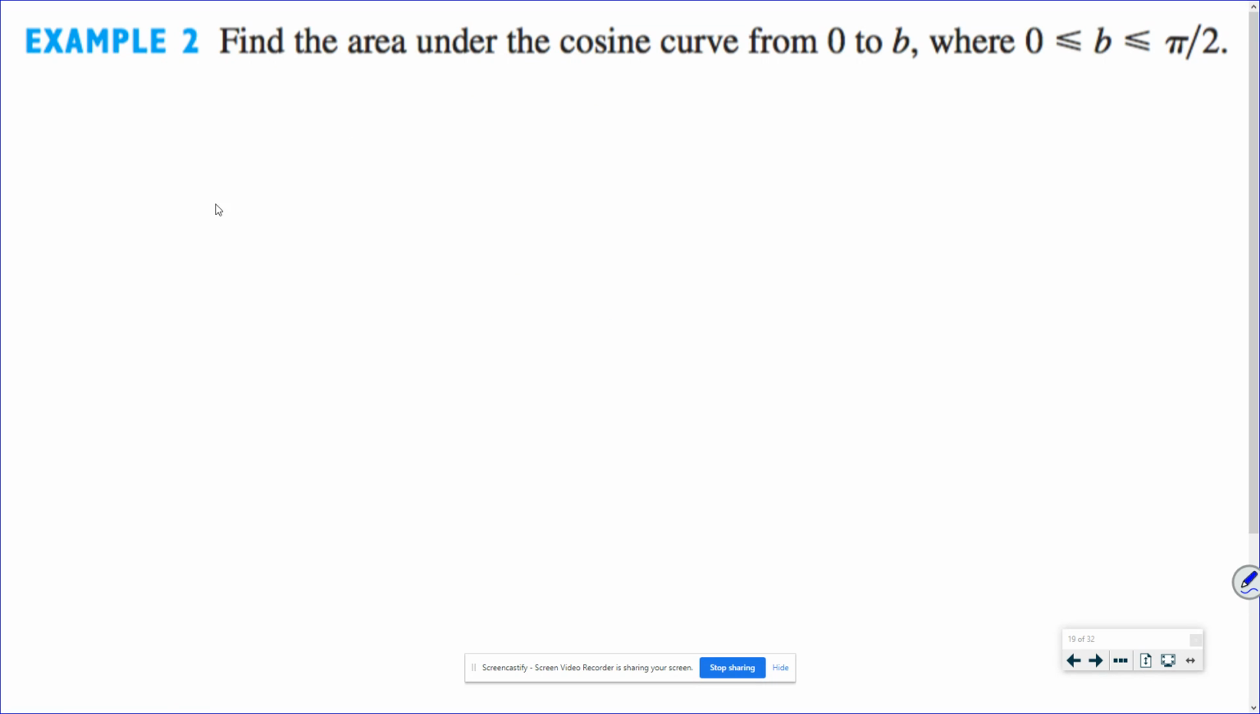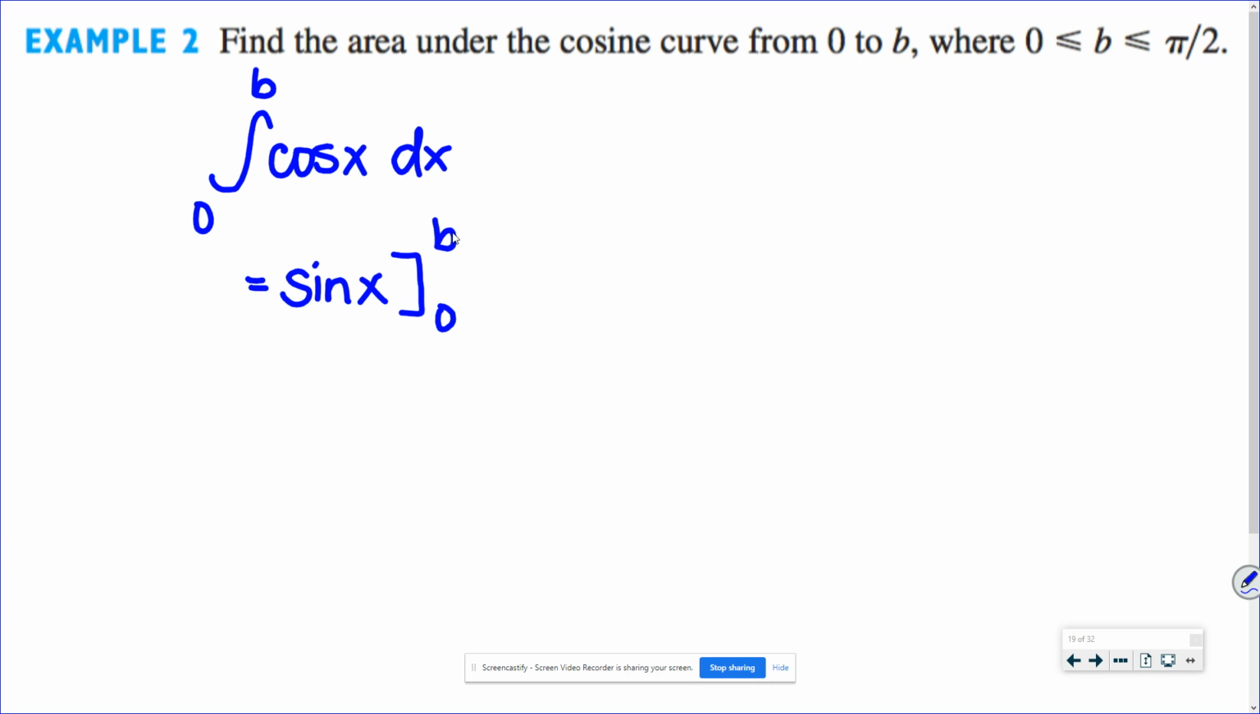Okay, example 2: find the area under the cosine curve from 0 to pi by 2. Okay, so what you would do is your antiderivative first. Oh, not 0 to pi by 2. Goodness, sorry, 0 to b, it says. 0 to b says it right there. Okay, so do your antiderivative first for cosine. The antiderivative of cosine is the function whose derivative gives you cosine. That would be sine.